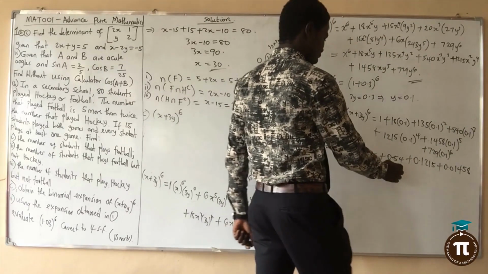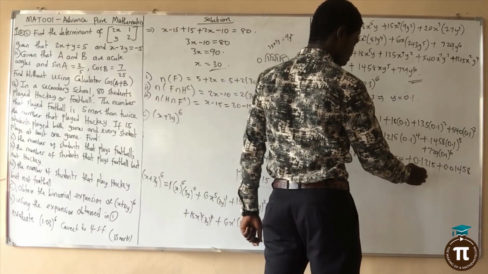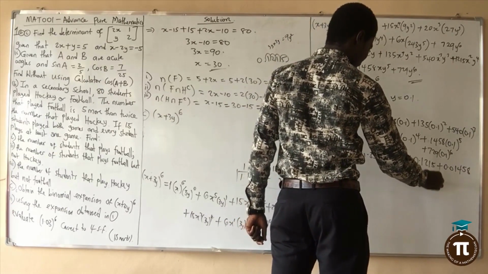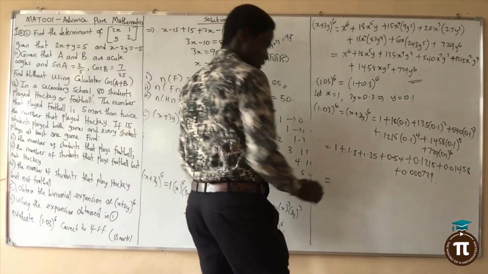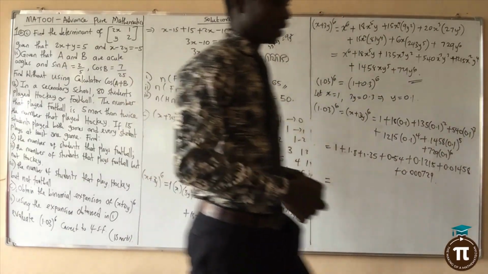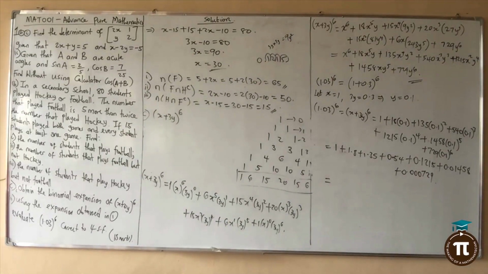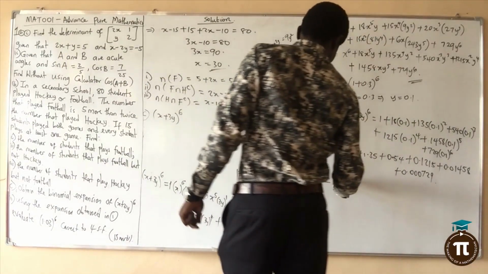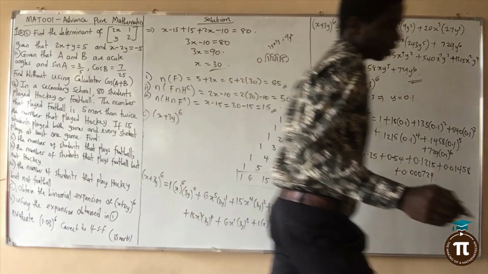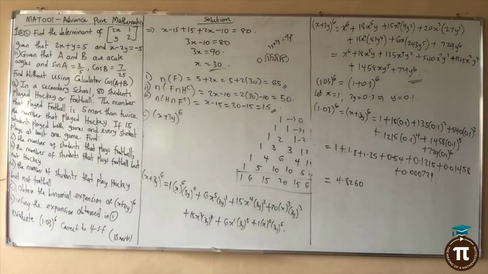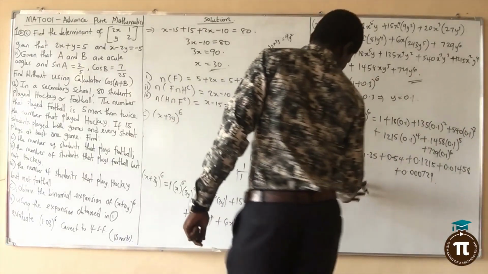0.01458. Then 0.000729. So, you will just evaluate this particular answer. By the time you evaluate this answer, what is the answer? 4.827, 4.826089, 4.8260809.